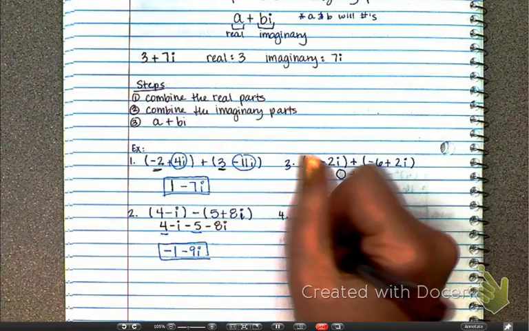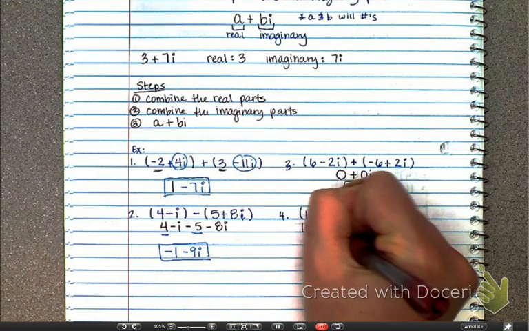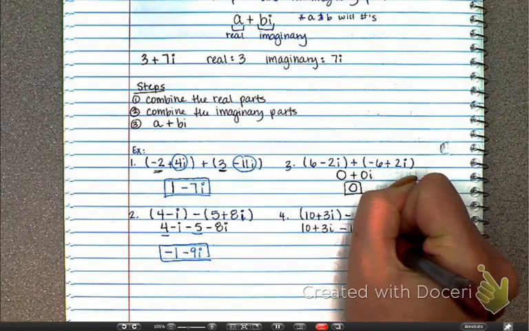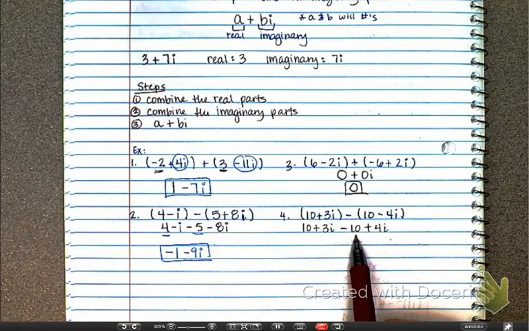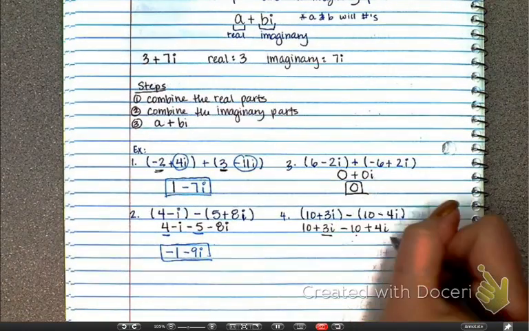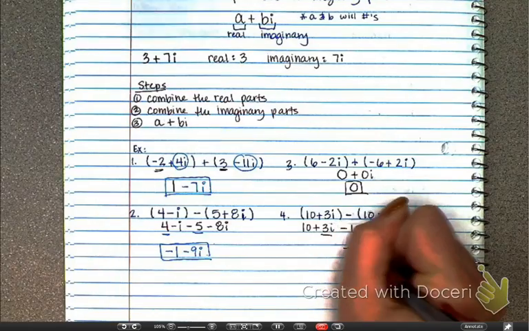Number 4, you need to distribute that negative in first. 10 minus 10 is 0. 3i plus 4i is 7i.